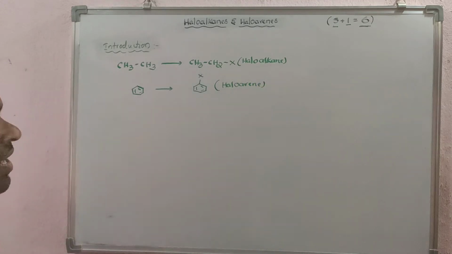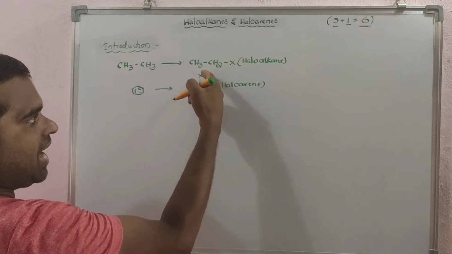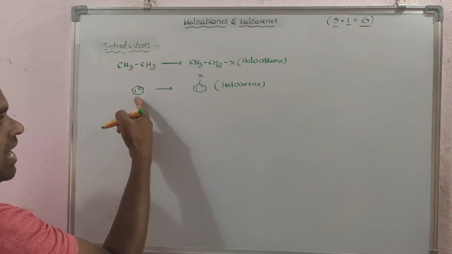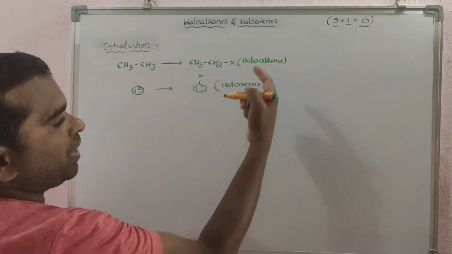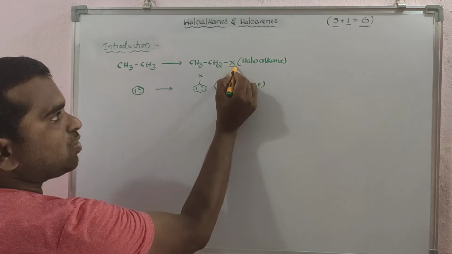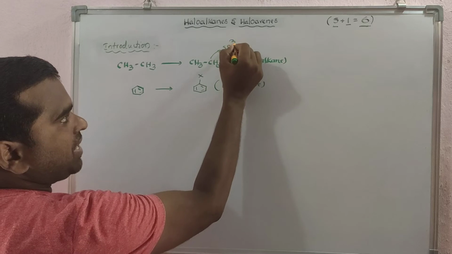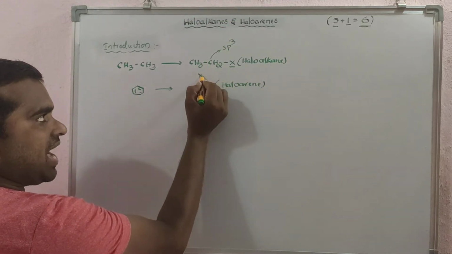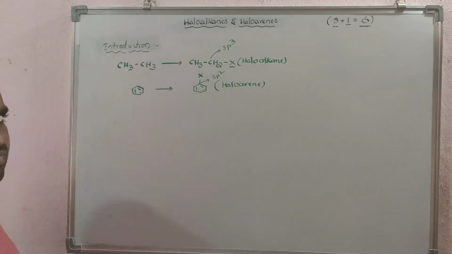The replacement of hydrogen atoms by halogen atoms in aliphatic hydrocarbons or aromatic hydrocarbons gives the respective haloalkanes and haloarenes. And in a haloalkane, the halogen atom is attached to an sp3 hybridized carbon. And in a haloarene, the halogen atom is attached to an sp2 hybridized carbon.